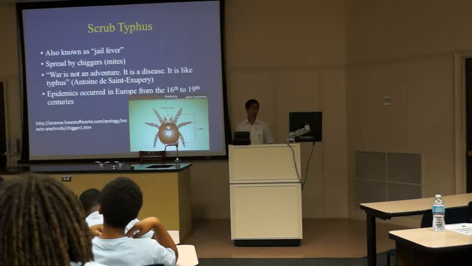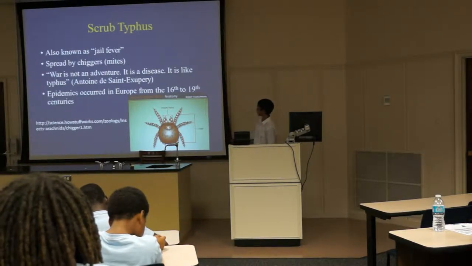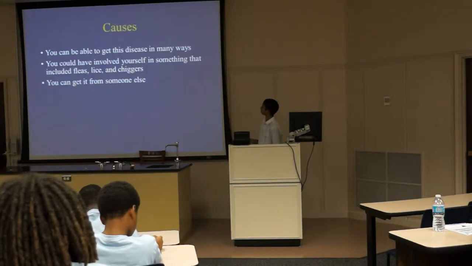scrub typhus epidemics occurred in Europe from the 16th to 19th centuries. This is a picture of the chigger, the mouth, and the legs on the side.